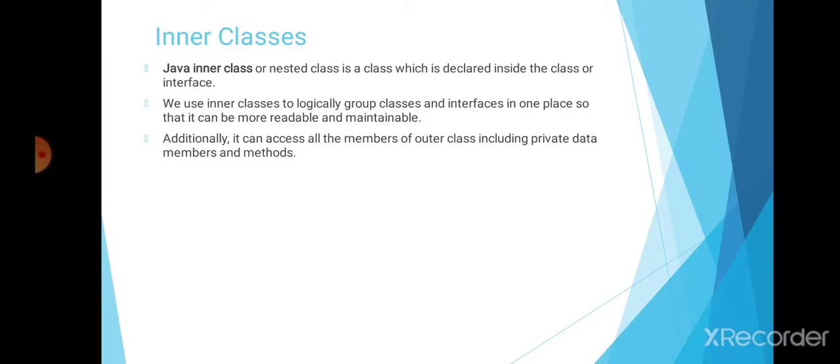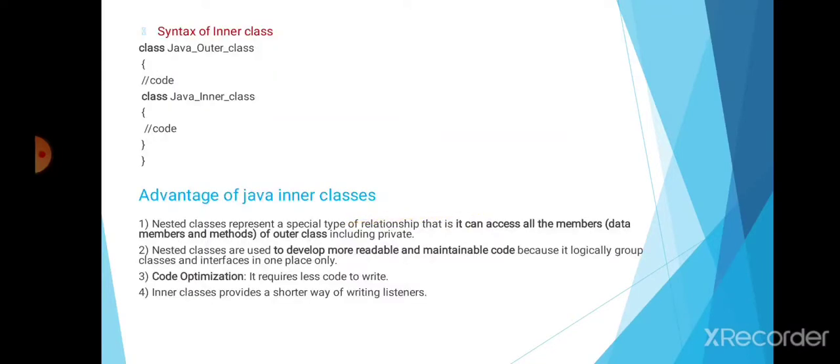We use inner classes to logically group classes and interfaces in one place so that the code is more readable and maintainable. Additionally, they can access all the members of the outer class, including private data members and methods. Syntax of inner class: how to declare the class.